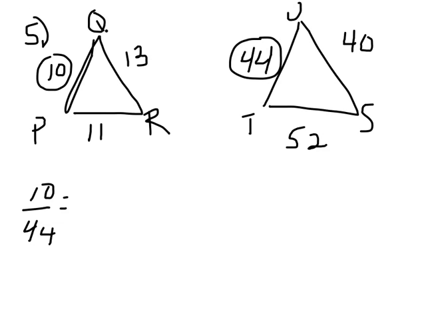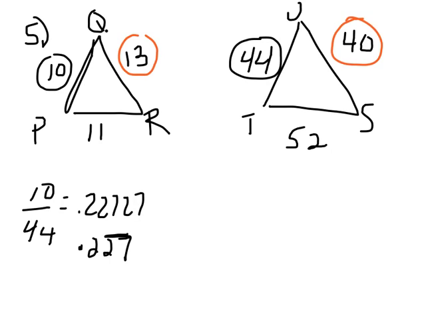You could divide this out and get a decimal if you wanted to. That's 0.22727, and it repeats, okay? So it's 0.227, and this part repeats. Now let me use a different color to match up another set, 13 and 40. If I divide 13 over 40, if I don't get this same number, then I can stop because I'll know they're not similar. I need to get the same number for them to be similar.